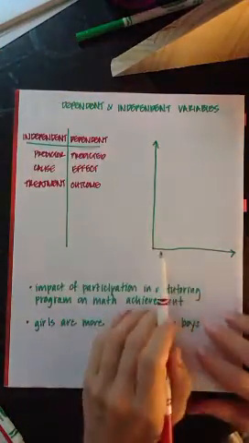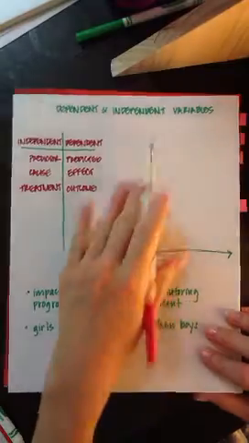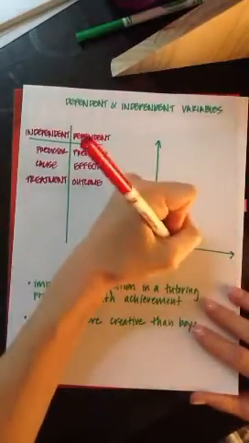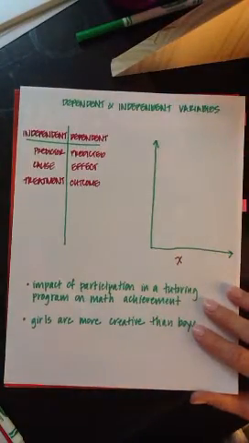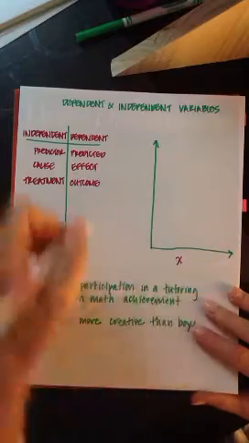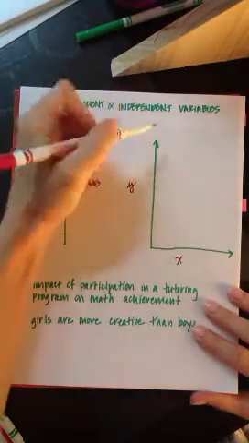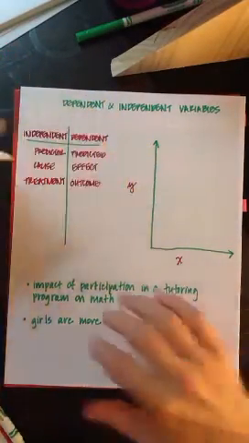If we're plotting variables along a graph, the independent variable will generally be plotted along the x-axis, and the dependent variable will be plotted along the y-axis.